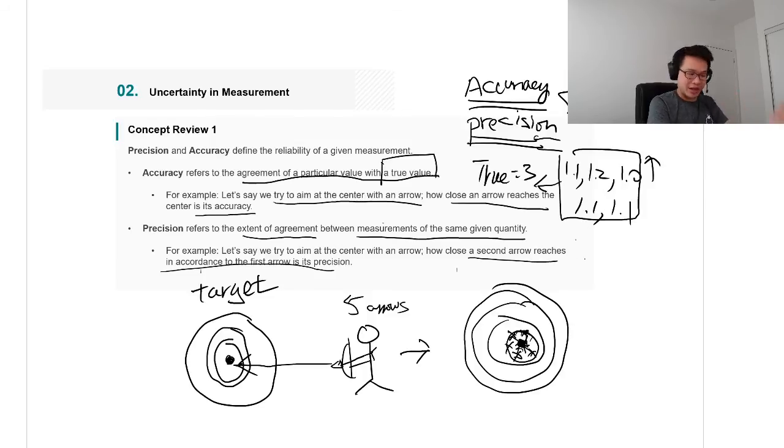Okay, just to recap, for accuracy, we're looking at individual measurements, how far each individual measurement is from the reference value or the true value. For precision, we're looking at how far each measurement spreads with respect to each other.